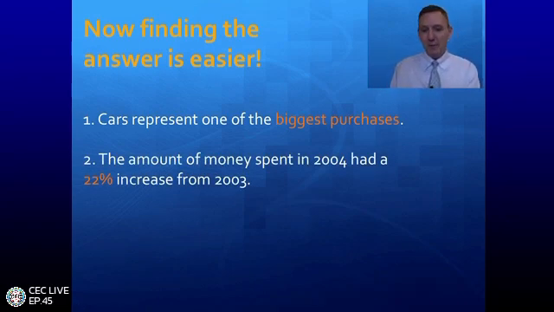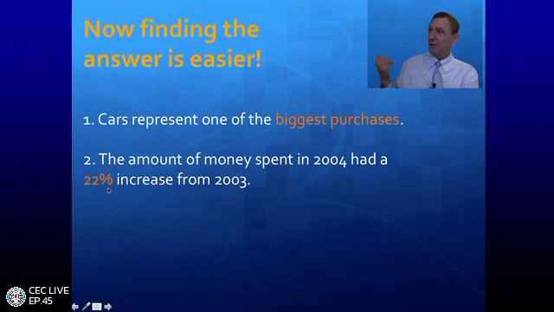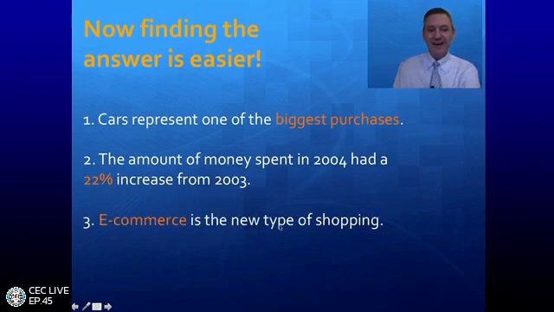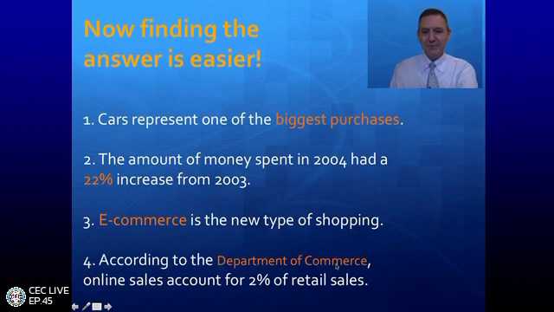What is it? Cars represent the biggest purchases. Paragraph 1, question 1, paragraph 1. Number 2 is 22%. Number 3, e-commerce was a type of shopping. Paragraph 3. According to the Department of, look at that, that's a big capital letter, right? So we know that those proper nouns are going to help us. And when you think about it, this is much easier, and it doesn't feel like it's so difficult when you're just looking for a who or what, where or when. It makes it much, much easier. And the when in question 2 would have helped you identify the 22%, right? 2004.